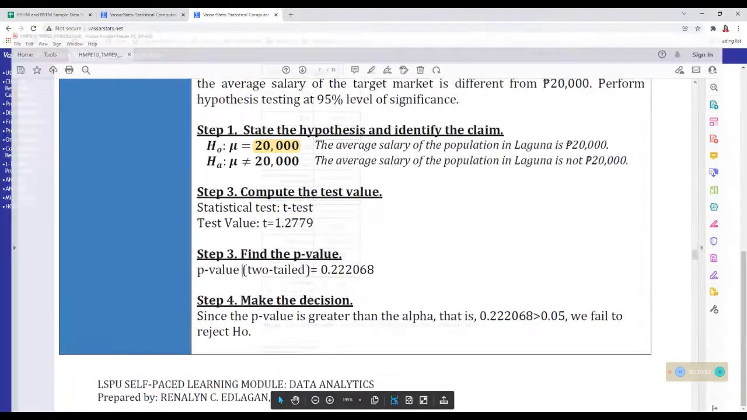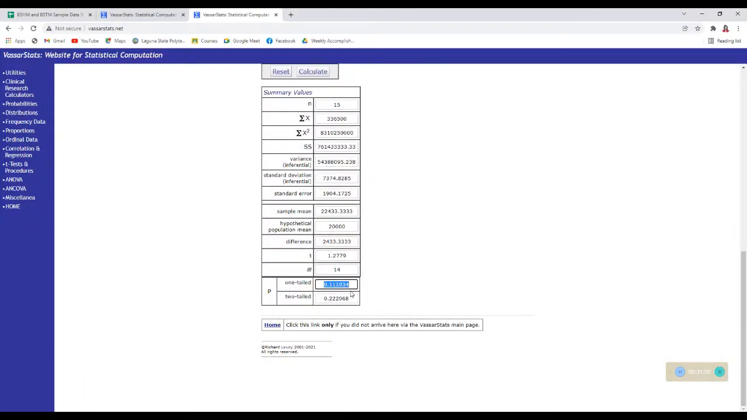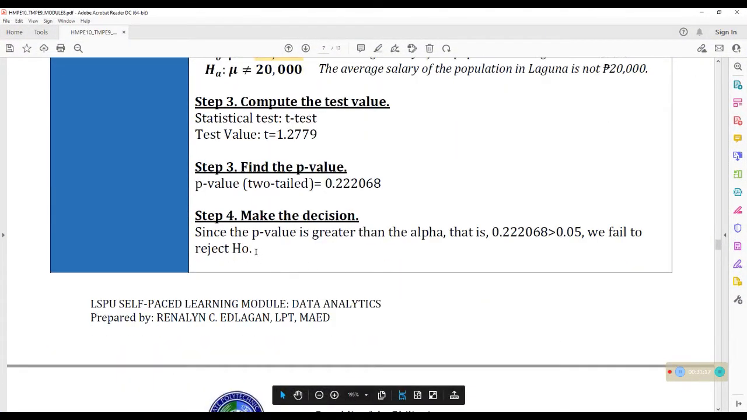So, ang magiging basis natin, meron tayong dalawa dito, 0.111034 and 0.222068. Ang pagtitingnan po natin ay ito, si two-tailed. So, 0.222068. Okay? Okay. And then, finally, make the decision. So, since the p-value is greater than the alpha, that is 0.222068 is greater than 0.05, we fail to reject H0. So, hindi po natin pwede i-reject si H0.